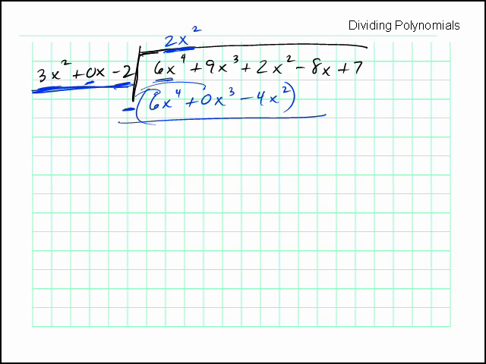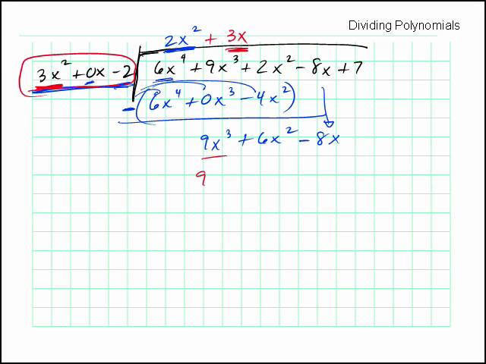That's minus 0. Well, 9x cubed minus 0x cubed is 9x cubed. And then over here, that's a positive 4x squared plus a 2x squared is a 6x squared. So I'm left with that. Bring down the next term. That comes down. Repeat the process. How do we turn 3x squared into 9x cubed? You have to multiply it by 3x. 3x times this trinomial out here is 9x cubed plus 0x squared minus 6x.